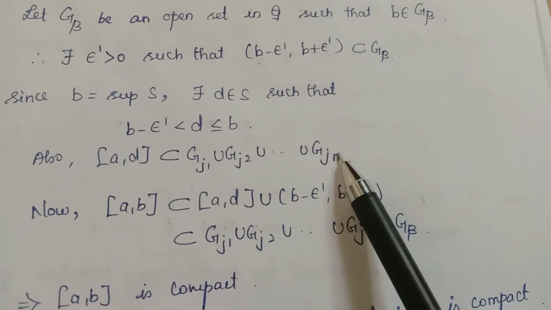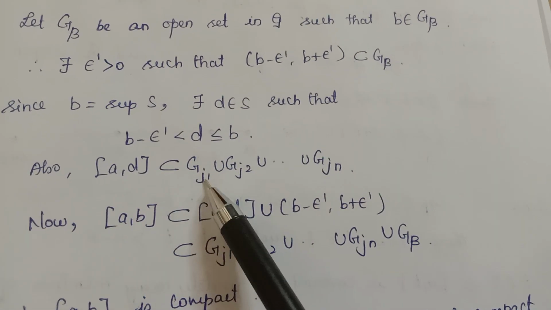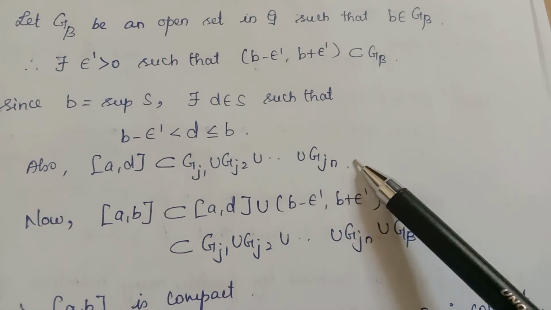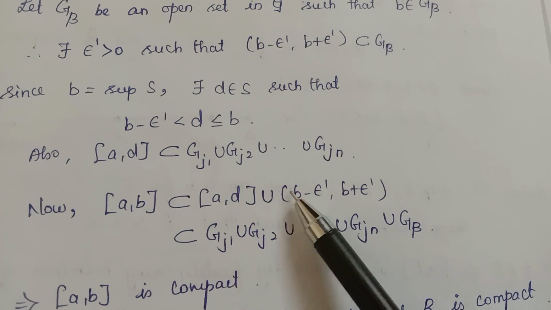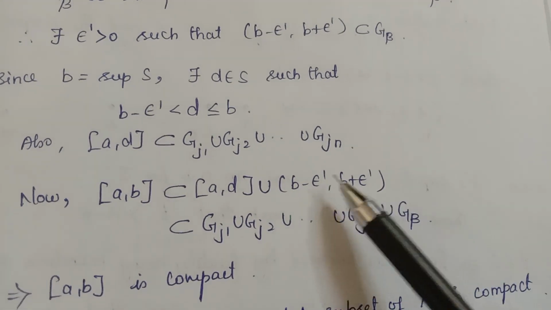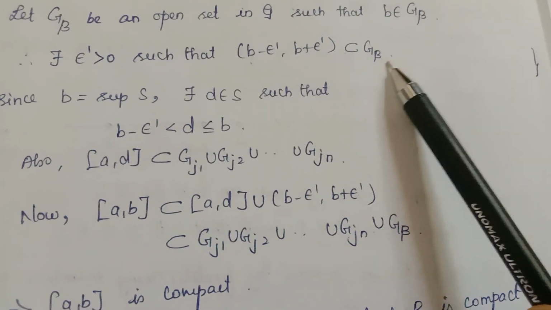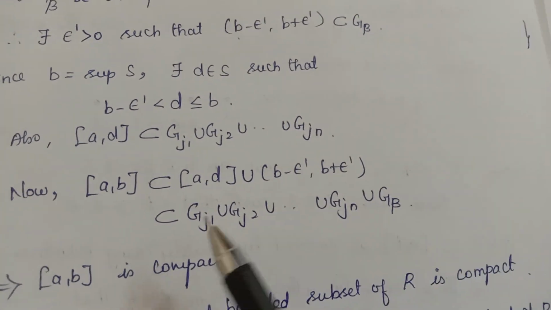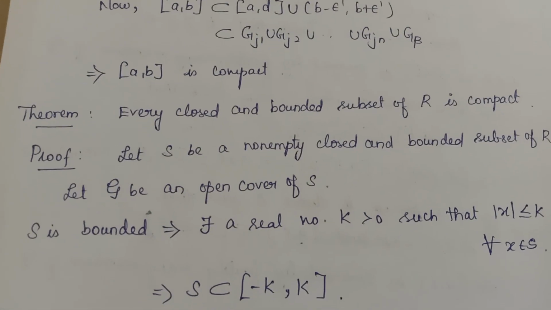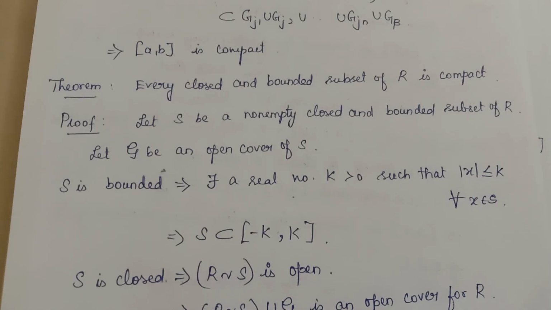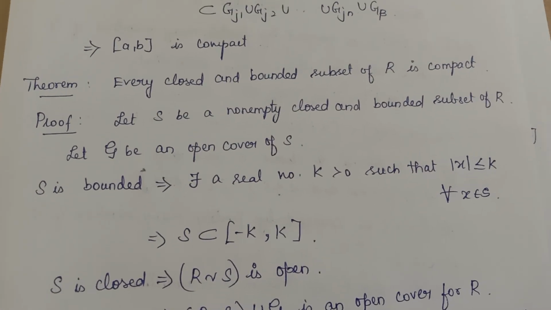It is covered by finitely many members because D is an element of S. Therefore, the closed interval A to D is covered by finitely many members of capital script G. Then what about AB? AB is nothing but AD union with B minus epsilon dash to B plus epsilon dash. This is covered by n elements, and this is covered by G beta. Therefore, the closed interval AB is covered by n plus 1 open sets. Therefore, it admits a finite subcover. Hence, it is compact. So, what we have proved? The closed interval AB is compact in R.